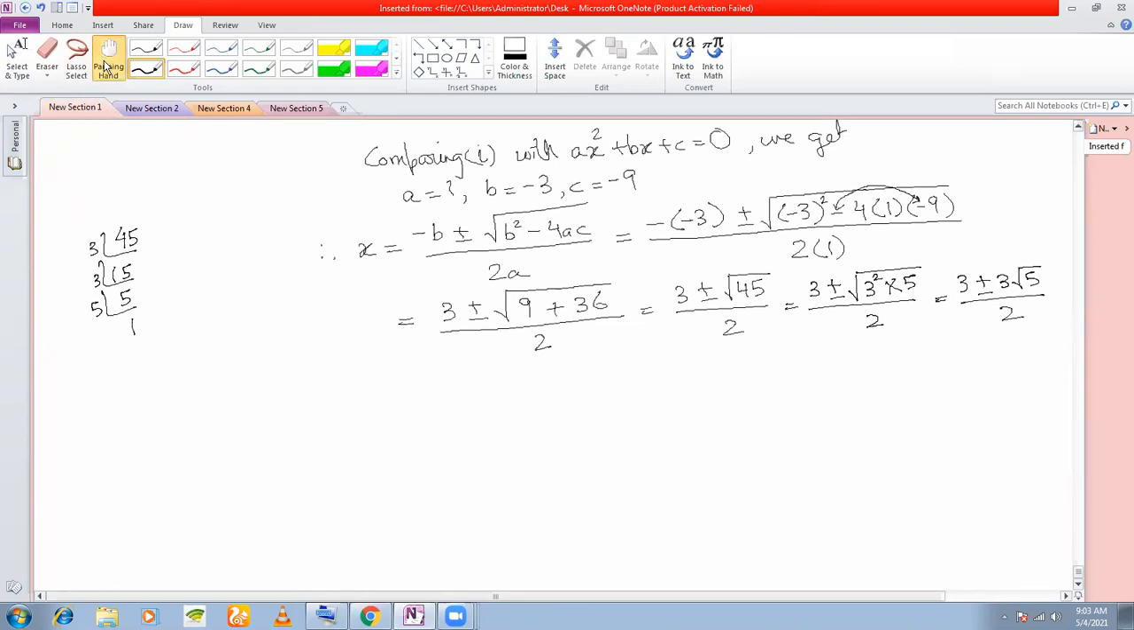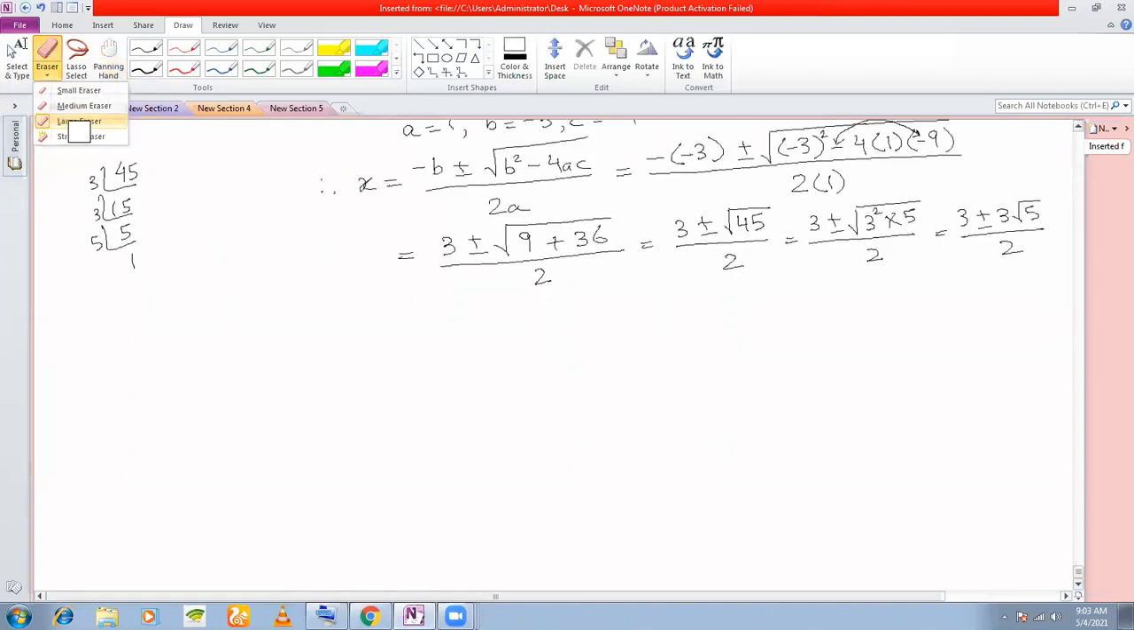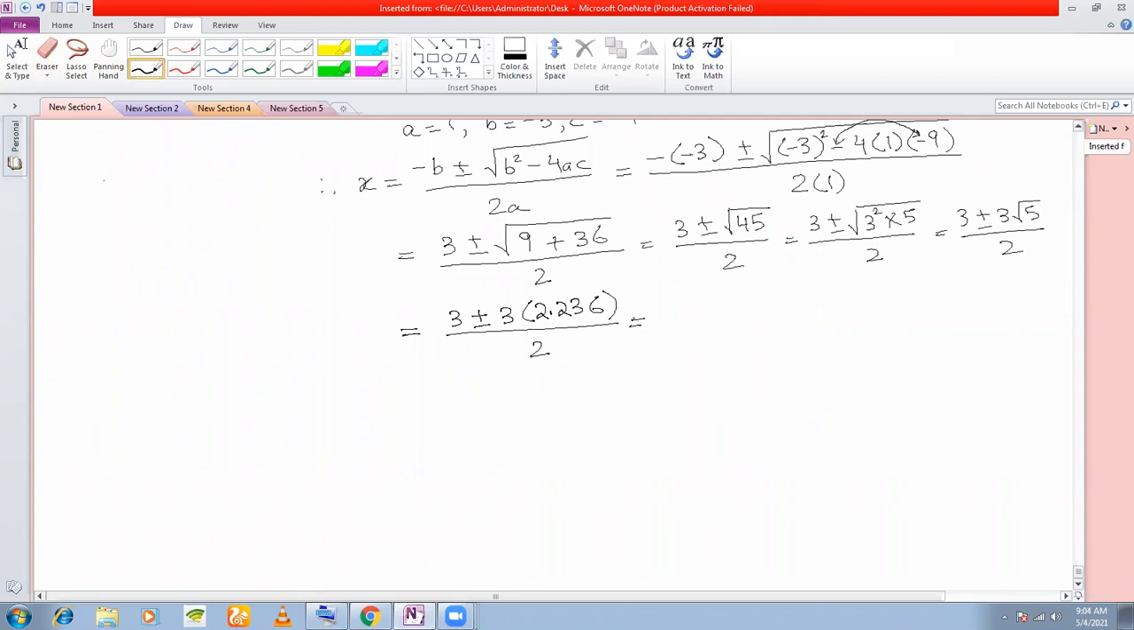Now from your tables you can check the value of root 5, or you can use your division method in your rough work to find out the value of root 5. So root 5, I remember root 5 to be 2.236. Okay, so this is 2.236 divided by 2. So once you put root 5 is equal to 2.236, you're going to get 3 plus or minus 6.708 divided by 2.